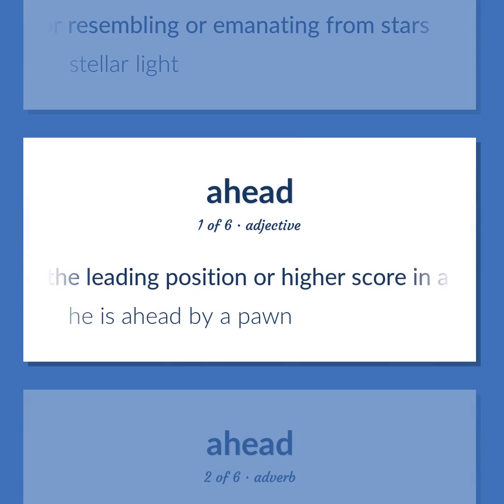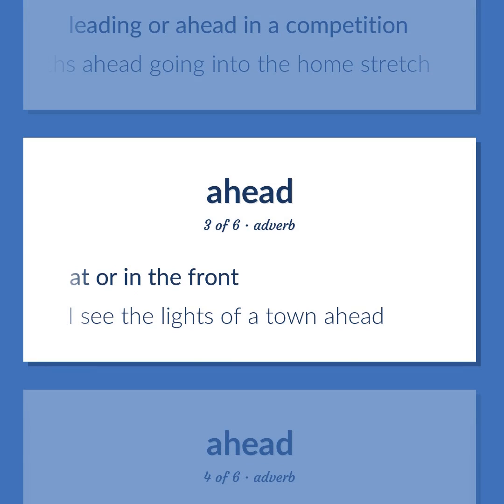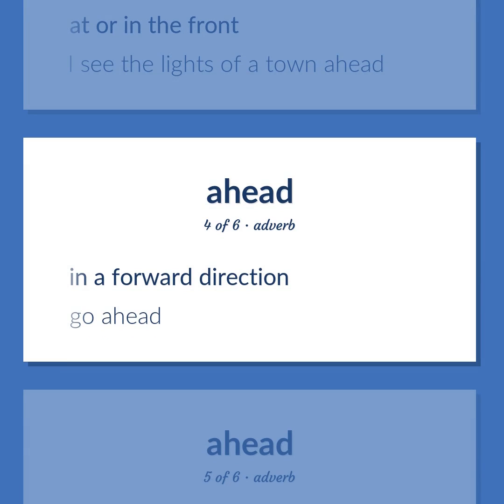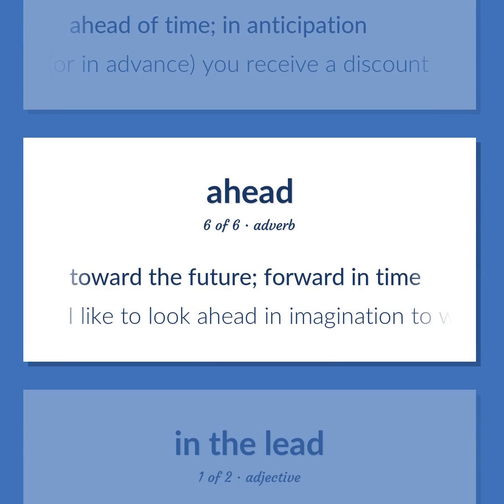Having the leading position or higher score in a contest. He is ahead by a pawn. Leading or ahead in a competition. The horse was three lengths ahead going into the home stretch. At or in the front. I see the lights of a town ahead. In a forward direction. Go ahead. Ahead of time, in anticipation. When you pay ahead, or in advance, you receive a discount. Toward the future, forward in time. I like to look ahead in imagination to what the future may bring.